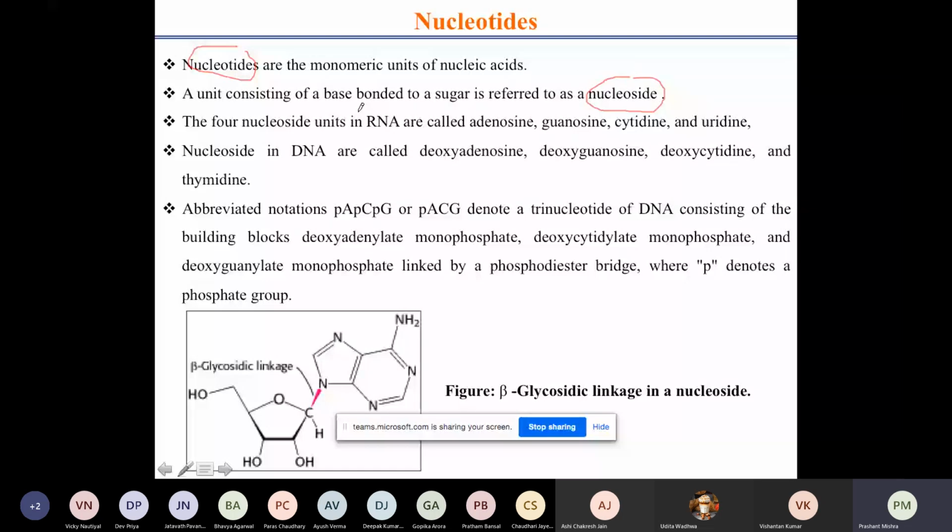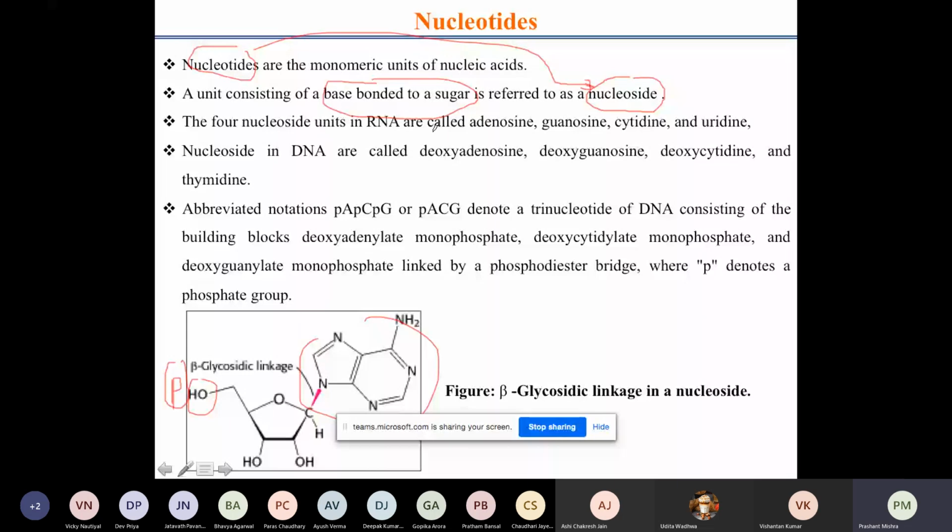A nucleoside is a unit consisting of a base and sugar. So what does it mean? The difference between nucleotide and nucleoside is that the nucleoside does not contain a phosphate residue. So this is the base, this is the sugar, and here the phosphate group is missing. If a phosphate group is not present, we call it a nucleoside. If I add a phosphate group here, P double bond O and OH, this becomes a nucleotide.